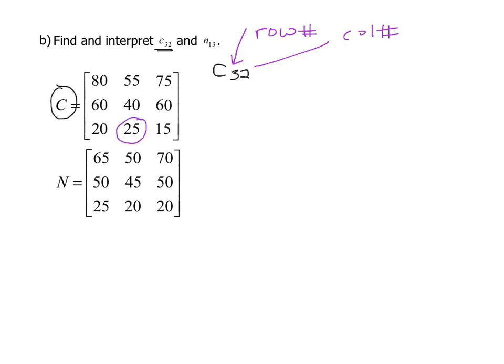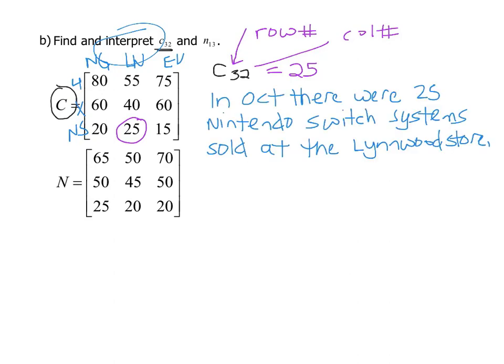So that would be this element right here. So this would be 25. And what they're asking us to do is to interpret that. So we need to say what that means. Remember, our columns were Northgate, Linwood, and Everett, and our rows were PS4, Xbox, and Nintendo Switch. This particular 25 tells us in October there were 25 Nintendo Switch systems sold at the Linwood store.